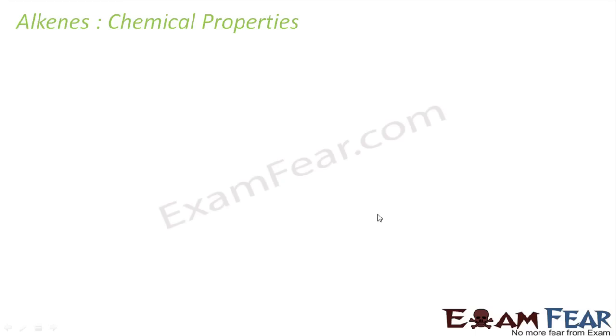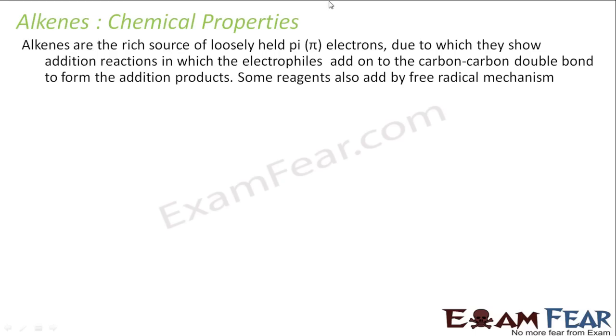Now let's understand the chemical properties of alkenes. If you see, they are a rich source of pi electrons. They have pi electrons, right? As you see the alkenes, this is how it looks, correct? So these are my pi electrons. That means they are prone to attack by electrophiles. Electrophiles are ones which love electrons.